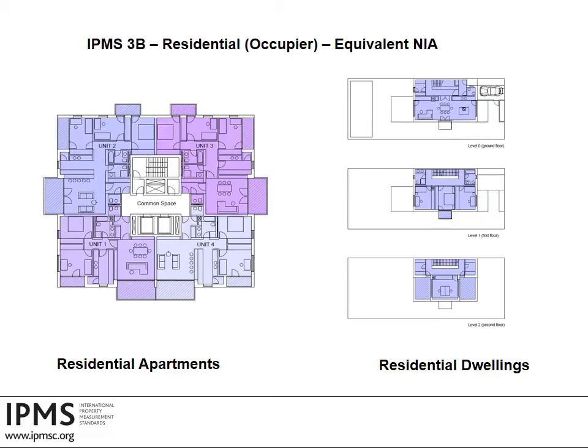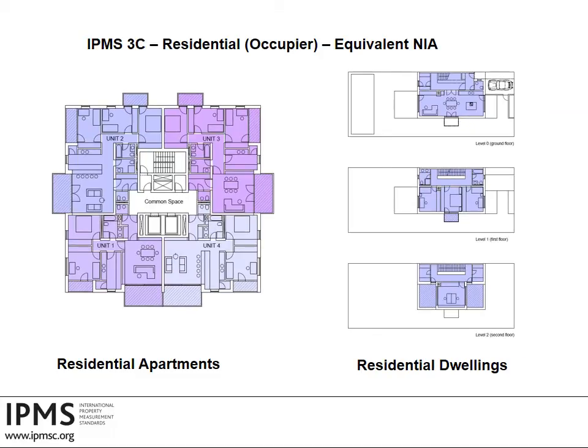IPMS 3B is the second variation, and this is the area in exclusive occupation measured to the internal dominant face, the centre line of shared walls between occupants, and the finished surface of walls shared with common facilities.